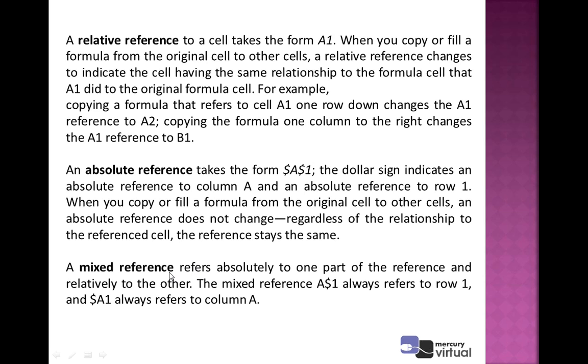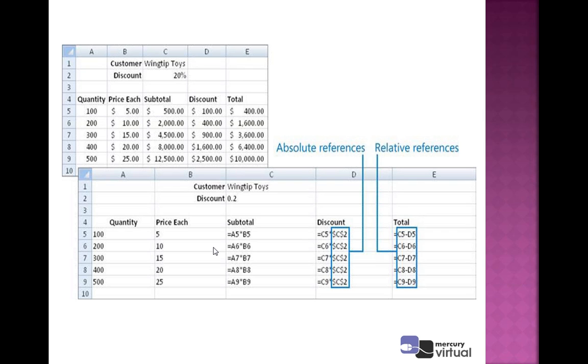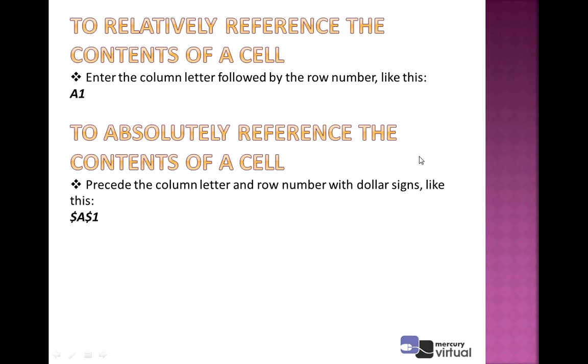Then there is a mixed reference. It is a combination of the absolute and the relative. It refers absolutely to one part of the reference and relatively to the other. Now let's see in a practical way. This is the example for the absolute and the relative reference. When we are using the $ sign, this is an absolute reference, and if there is no $ sign, this is a relative reference.